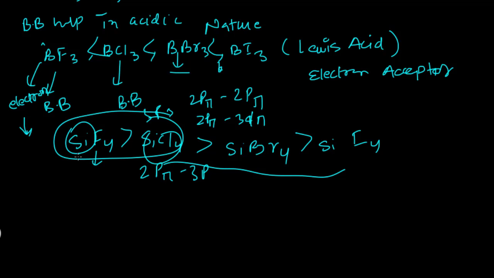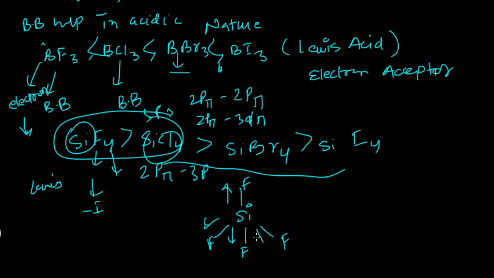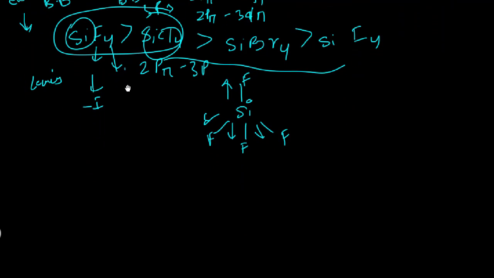But if we compare between these two, why does this one, even after having back bonding, make a better Lewis acid? It is because of the minus inductive effect of fluorine. Fluorine will be pulling out electrons, right? So the inductive effect of fluorine is much higher than the back bonding. As we already learned, back bonding is a weak effect, so you need to remember these specific examples. Let's get ahead.